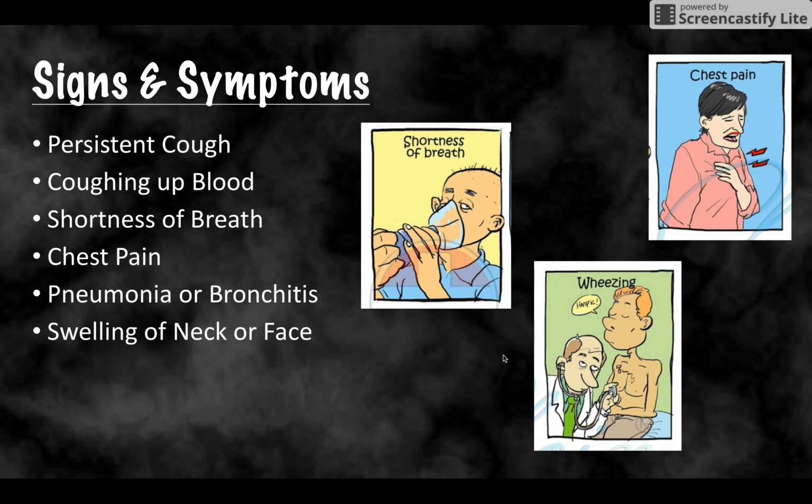There are also signs and symptoms associated with lung cancer. The first and most common one is a persistent raspy cough, which can lead to the coughing up of blood. Coughing so hard and so often can then lead to a shortness of breath as well as chest pain. Sometimes people with lung cancer can get pneumonia or bronchitis very often. And lastly, you can also experience swelling of the face or neck area that can be associated with lung cancer as well.